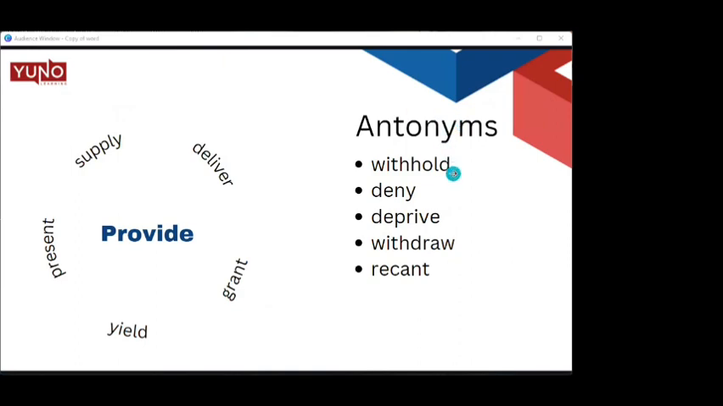The antonyms of provide are withhold. Withhold is when you're keeping something to yourself. Deny is when you reject something. Deprive is when you don't give something to the other person. Withdraw is taking it back, and recanting is again taking back something that has been given or keeping it from them.